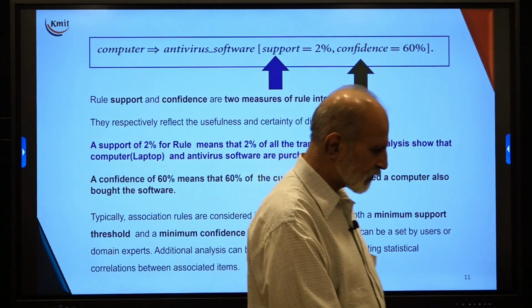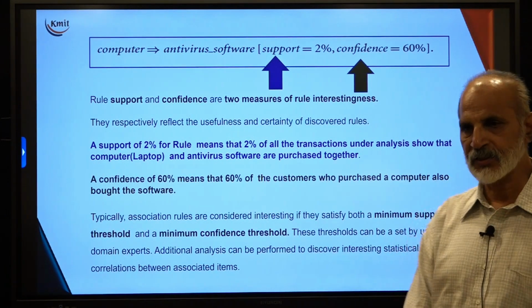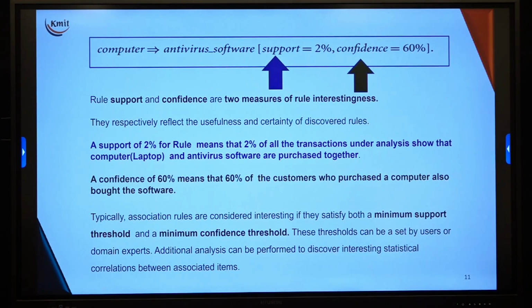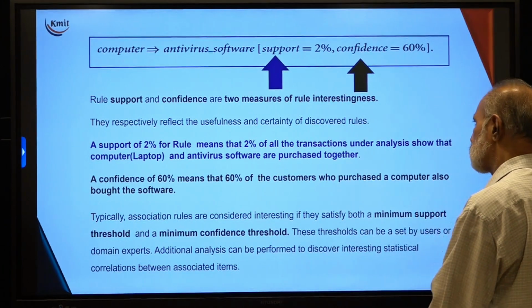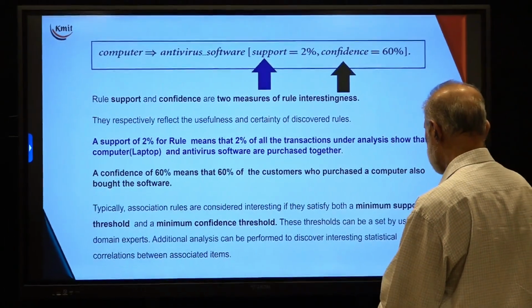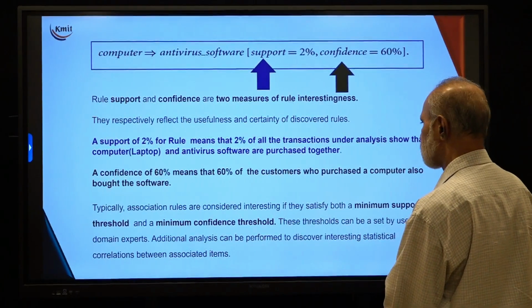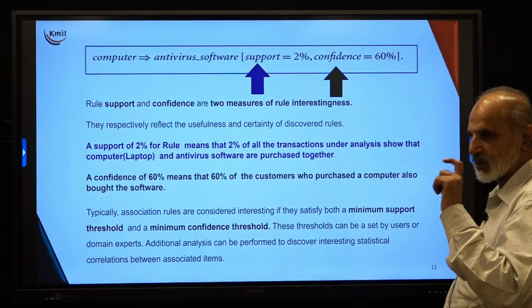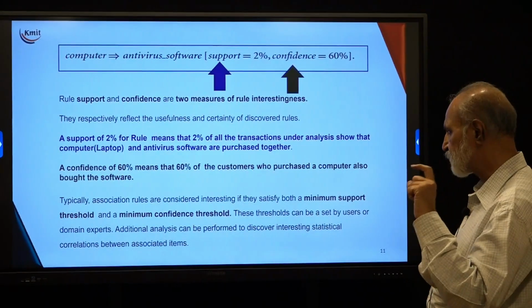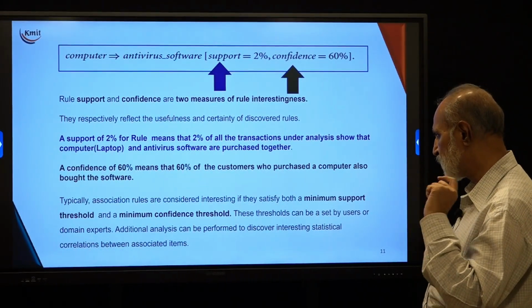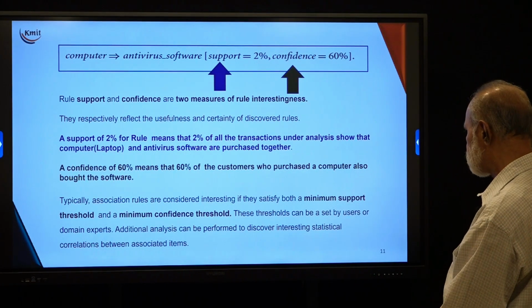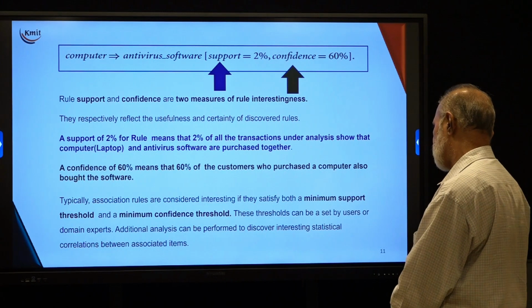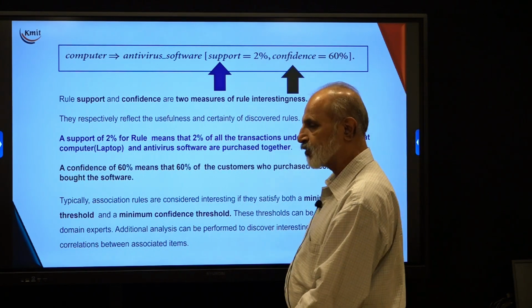Now, with these two definitions, we refine the definition. We say what is the minimum level of support and what is the minimum level of confidence. So we define two enhanced variables: minimum support threshold and minimum confidence threshold, meaning the rule has to have a minimum level of support and a minimum level of confidence as threshold values. These thresholds can be set by users or by a domain expert.